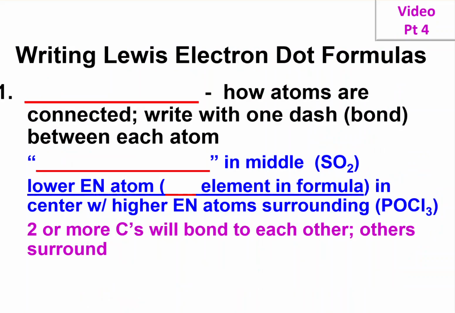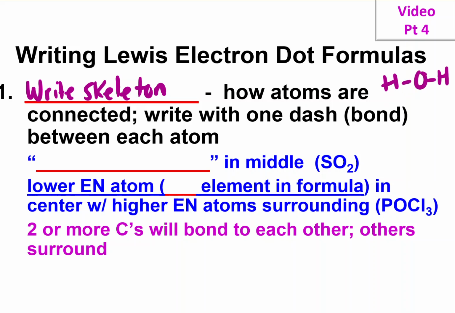Okay, so we're ready to start writing some Lewis dot structures. And the first thing you want to do is write a skeleton. The skeleton just tells how the atoms are connected together, and you start with a dash. A dash is just one bond. So like for oxygen, we'll start with a single bond like so. Each dash represents 2 electrons.